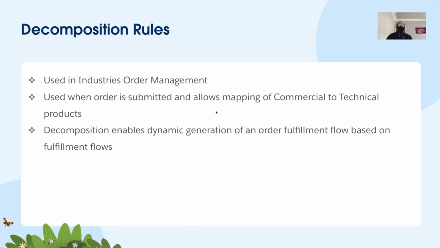Decomposition rules are used in industry's order management, and these are used to map the commercial products into technical products. So if you purchase SFI order management, then decomposition rules will be used in converting those commercial orders into technical orders. And the decomposition rules are dynamic in nature, and you will get a dynamic order fulfillment flow based on those fulfillment rules.